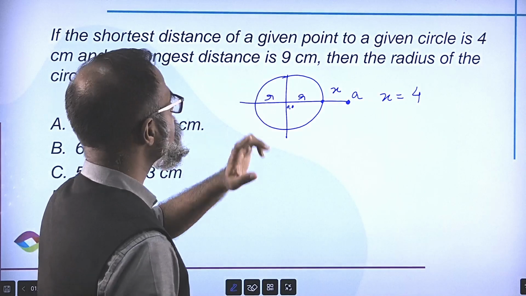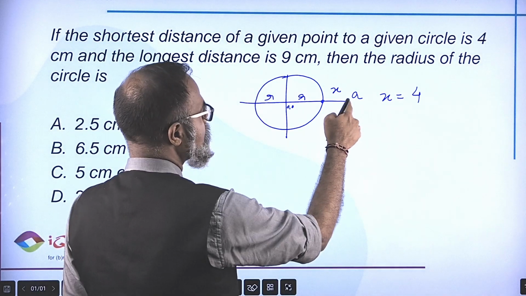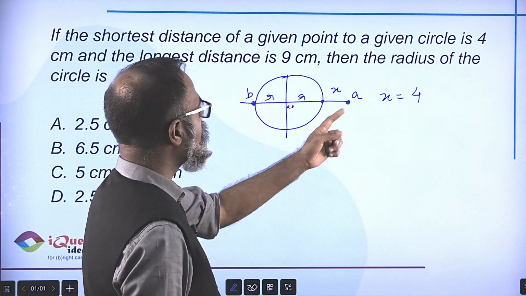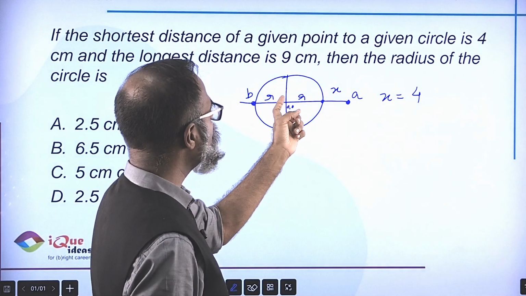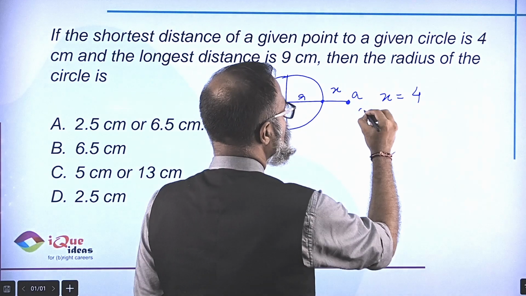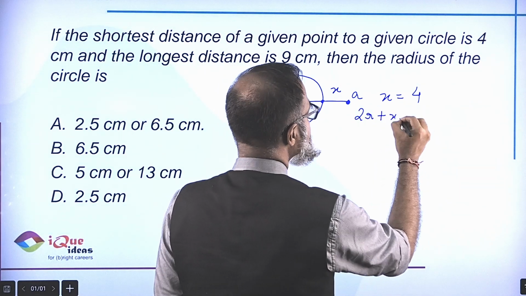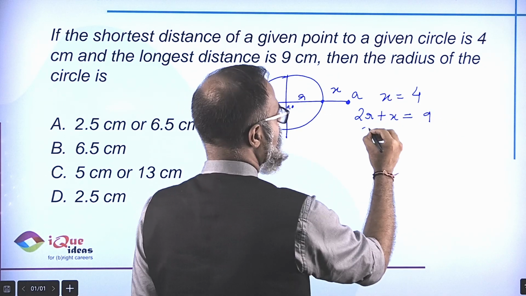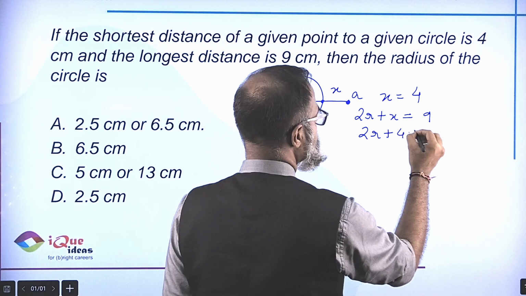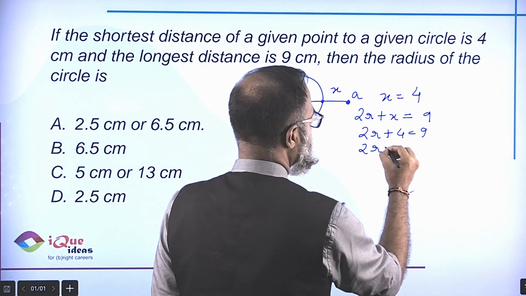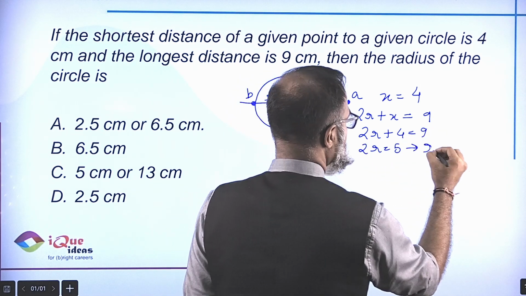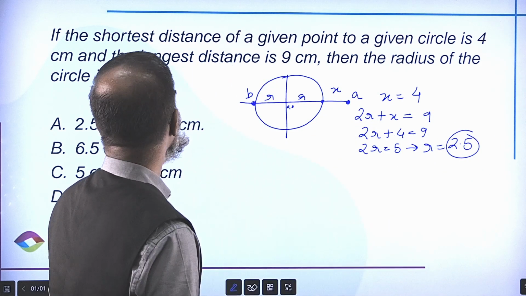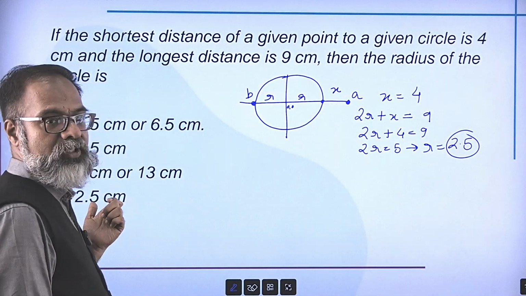And the longest distance is 9. So from A, the longest distance would be this point, let us say B. So the distance between A and B is 2r plus x. So 2r plus x is equal to 9. Substituting the values, I get 2r plus 4 is equal to 9, 2r is equal to 5, which implies the radius is 5 by 2 or 2.5 units. So 2.5 is an option.